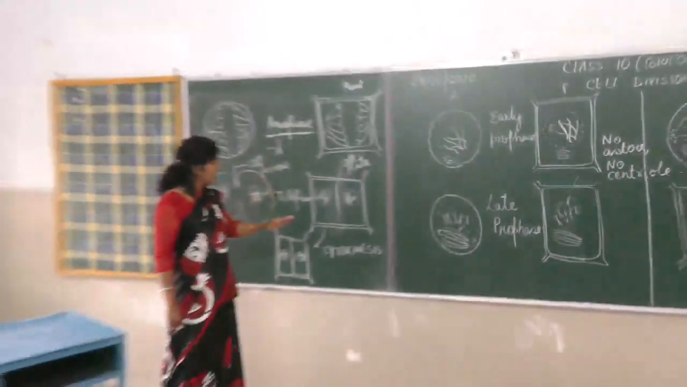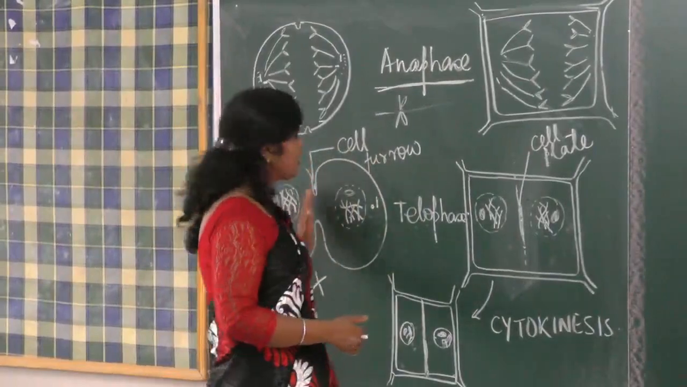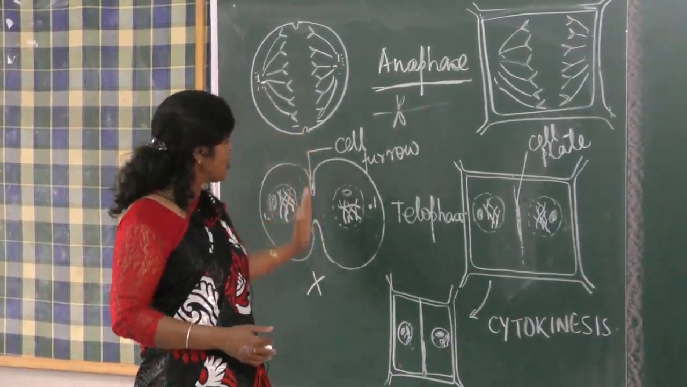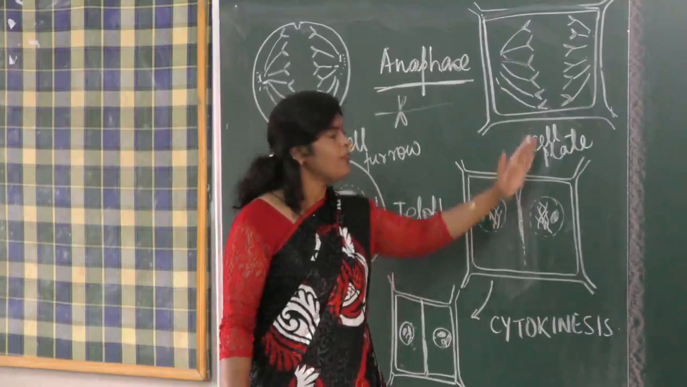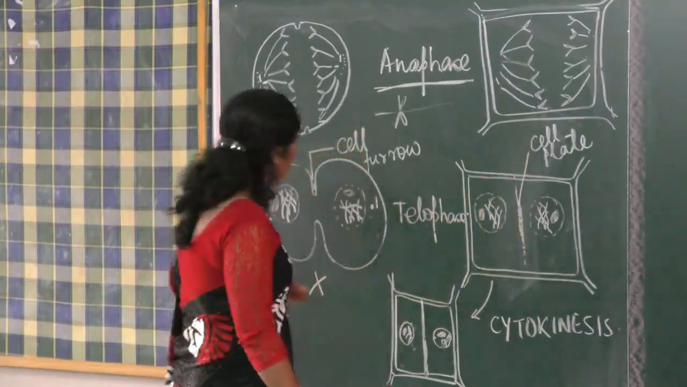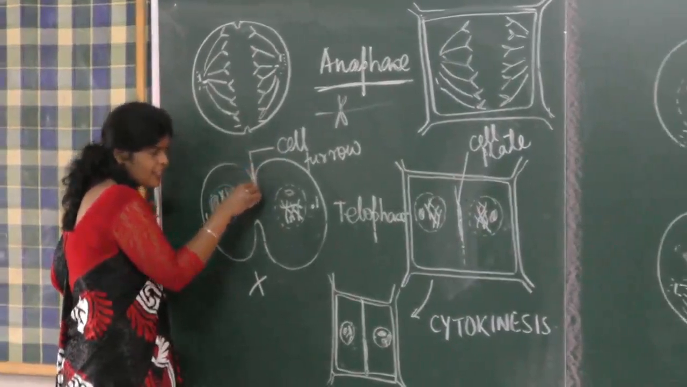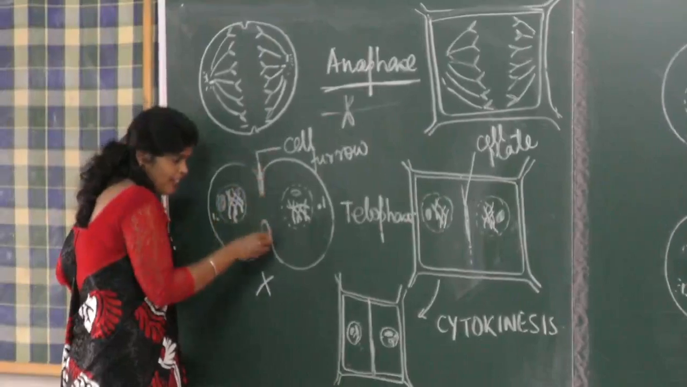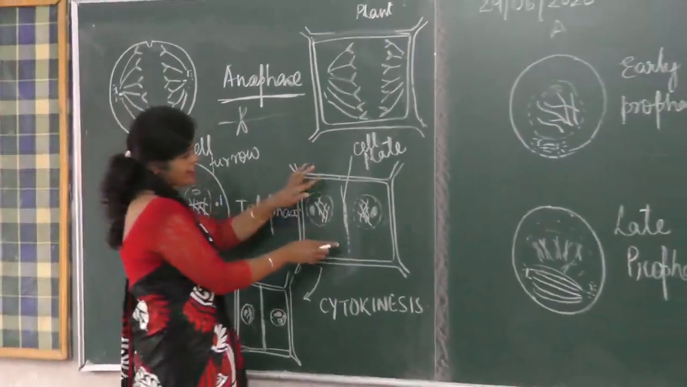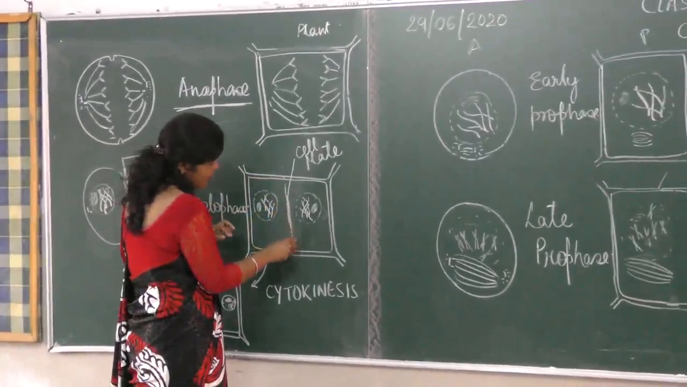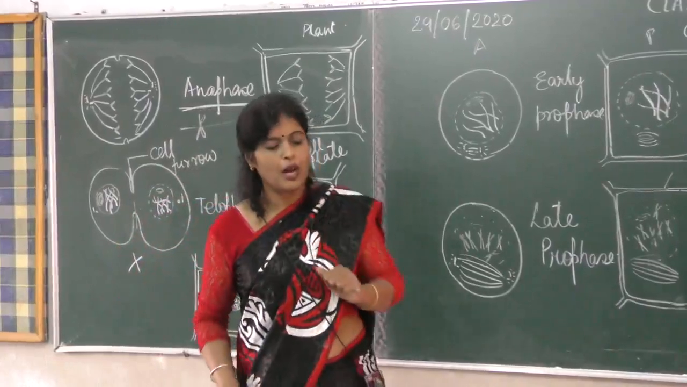And at the end, when the division of cytoplasm starts, here the division starts by the formation of cell furrow, and here the division starts by the formation of cell plate. One thing you see here, the division starts from the periphery, see the difference, and it moves towards the center. Here it starts from the center and it moves towards the periphery. Cell plate formation.